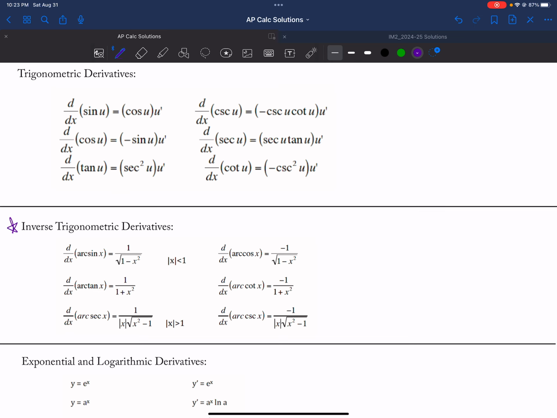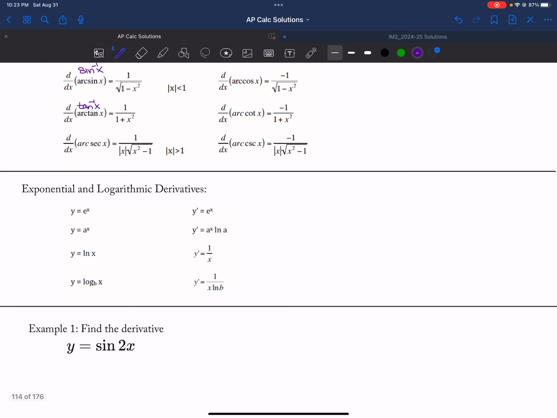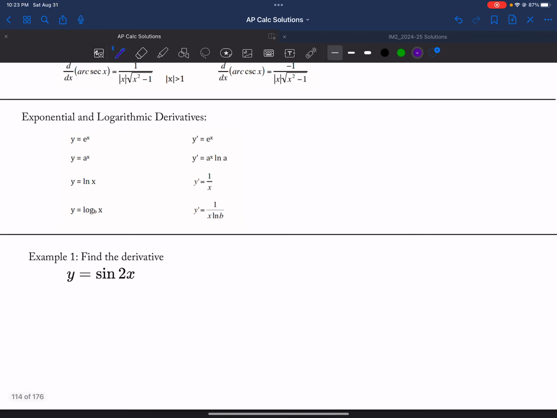So all of these: arc sine, which is sine to the negative first power, or tangent to the negative first power. So those are inverse trigs. Tangent inverse, sine inverse is the same thing as saying arc sine or arc cosine or arc tangent. And so you have all those. Here's all your exponential derivatives as well. So now we're going to start these.